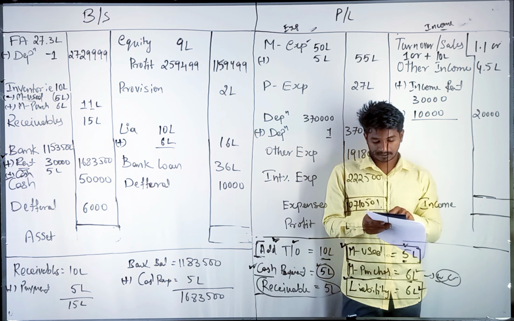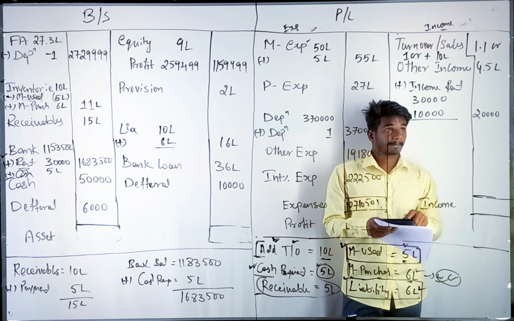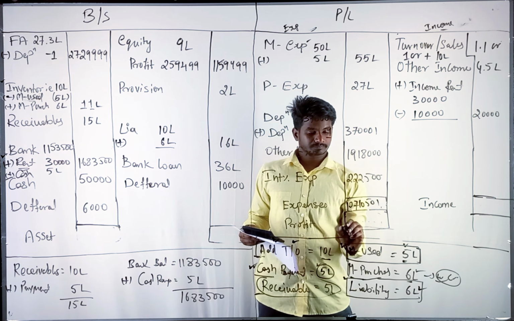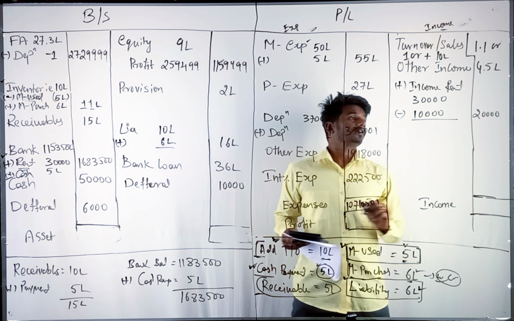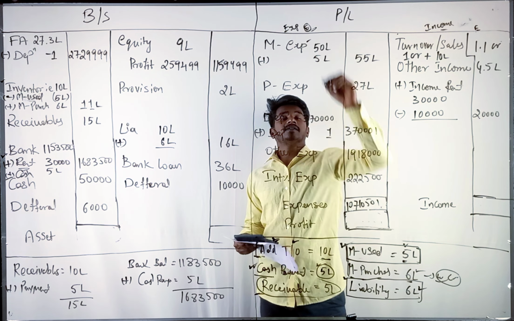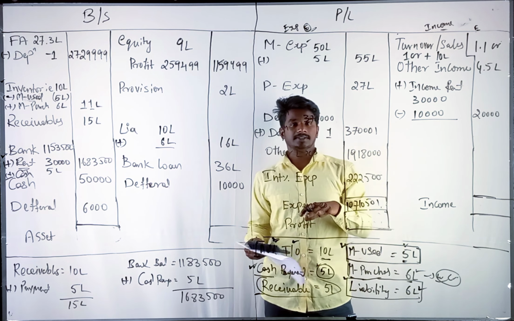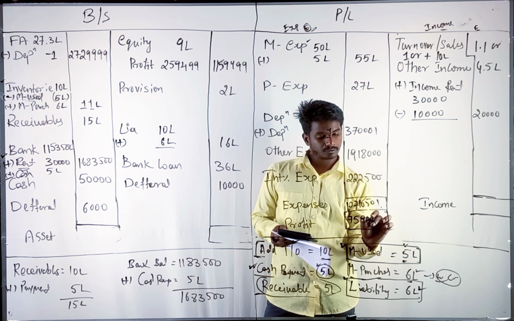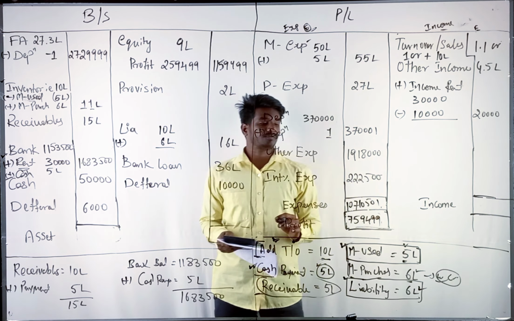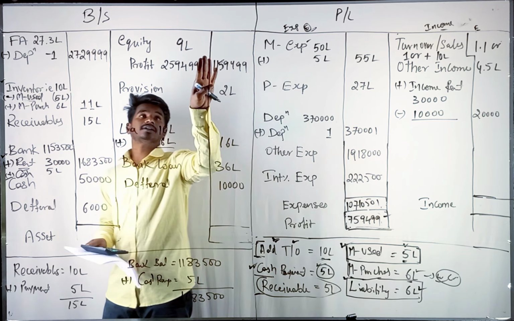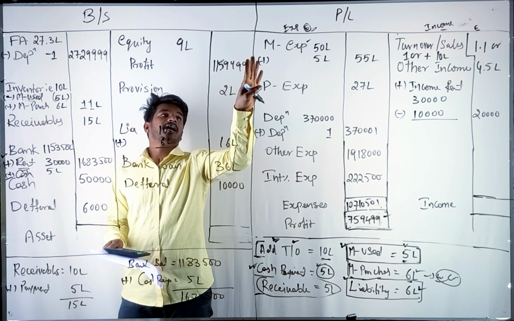So now income exceeds the expenses. If income is more, expenses are less, that is profit. 7,59,499 is the profit. What we will do with the profit? We will add it to the equity.